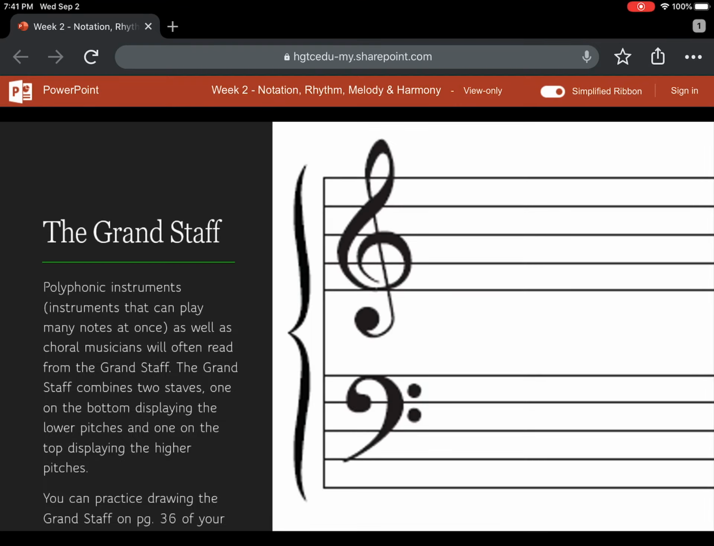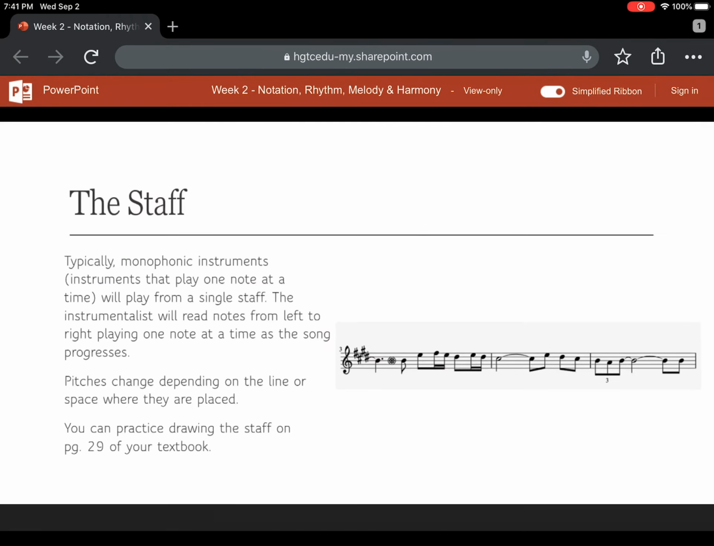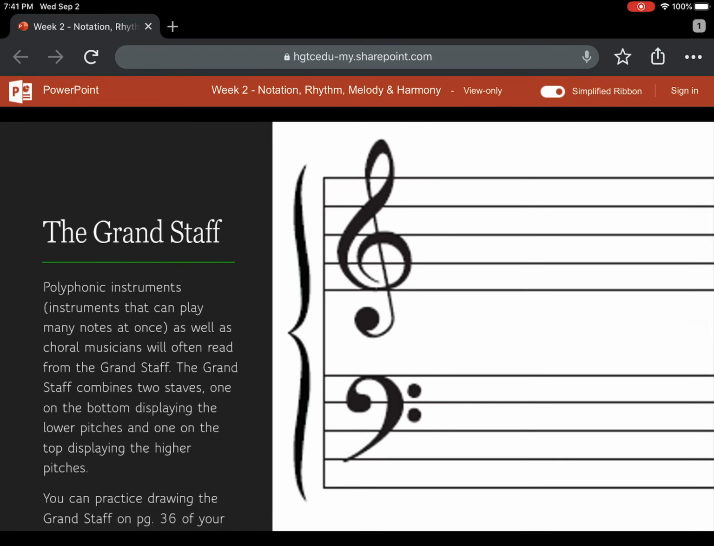That's the sort of thing that's in your textbook. The grand staff is different. Whereas a single staff like this is for a monophonic instrument or someone who's playing one note at a time, and we can see here there's one note after another, right? There are no notes on top of each other here. As we go to the grand staff, you can get music where you need to play more than one note at a time.